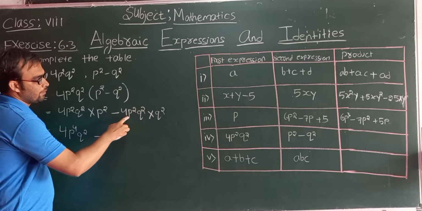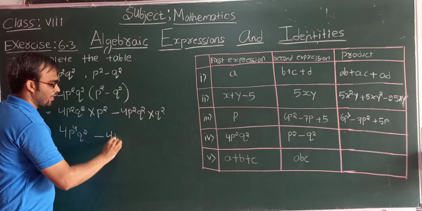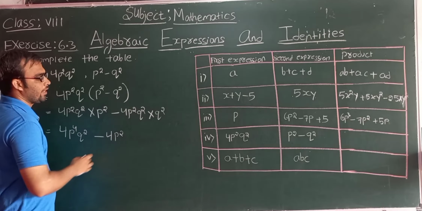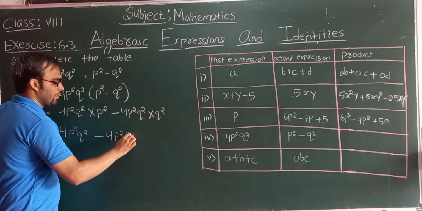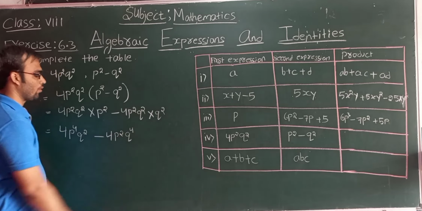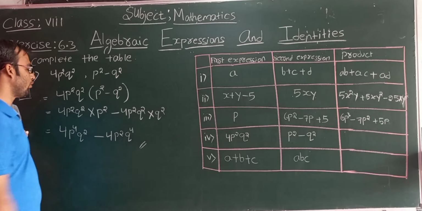Next here p square is there, so here there is no p square, so write only p square. Okay, next q square into q square is what? Q to the power 4. Okay, so this is a solution for the fourth problem.